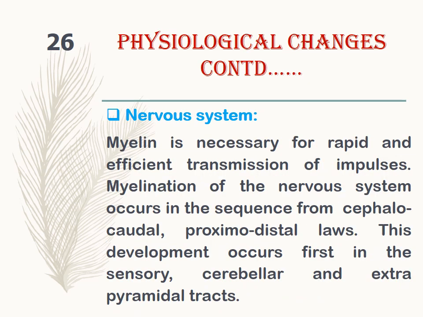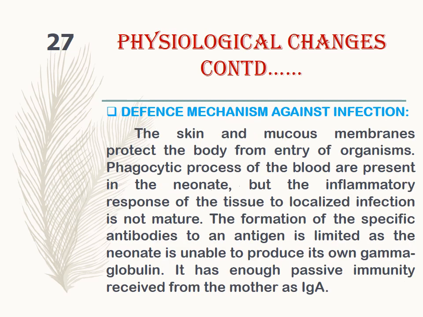Next, about the nervous system. Myelin is necessary for rapid and efficient transmission of impulses. Myelination of the nervous system occurs in the sequence from cephalocaudal and proximodistal direction. This development occurs first in the sensory, cerebellar, and extrapyramidal tracts.